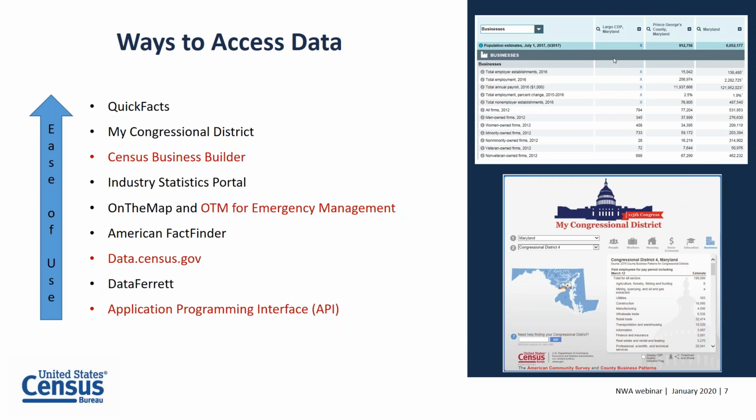It doesn't provide very much detail in terms of NAICS breakouts, but it does give you those broad totals. The second tool in the bottom right-hand corner is called My Congressional District.